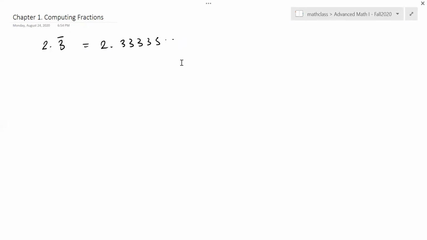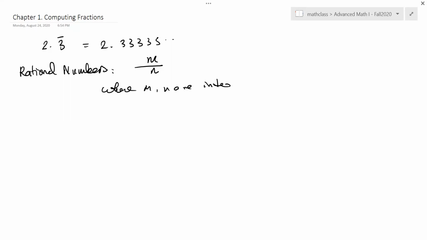And conversely, every fraction, in decimal form, must be in one of these forms. Either it has finitely many digits after the decimal point, or you have repeating digits. Those are called rational numbers. By definition, the rational numbers are m over n, where m and n are integers.